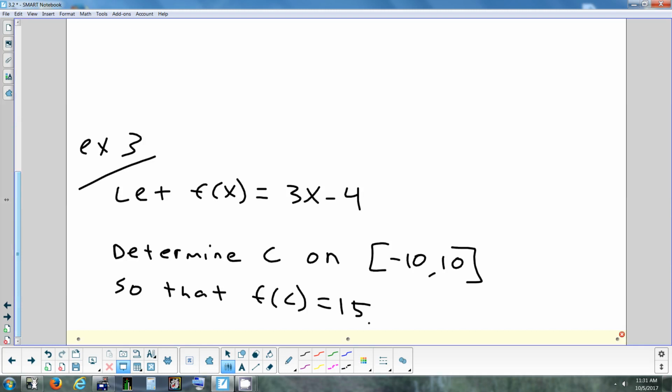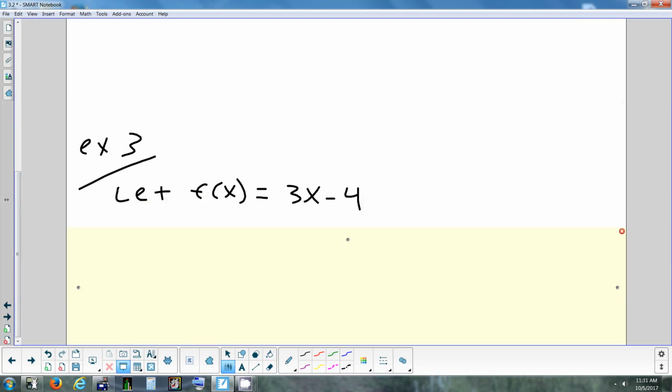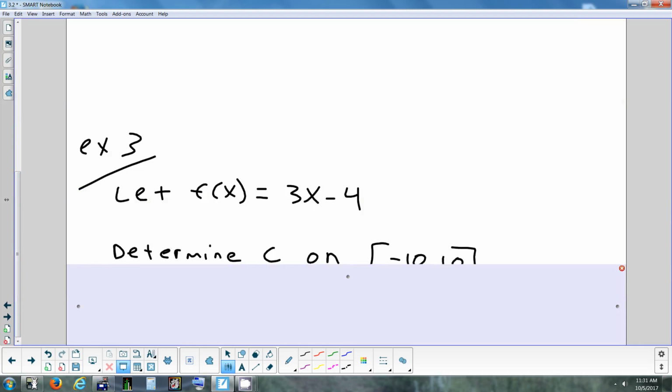All right, so let's try this. First of all, what shape is that if I draw it? 3x minus 4. Is it just a line here? Yeah, it's just a line. What I want to do is look at that line on the interval from negative 10 to positive 10. So if you were thinking on your graphing calculator, x min is negative 10, x max is positive 10. We're just focusing on that interval.